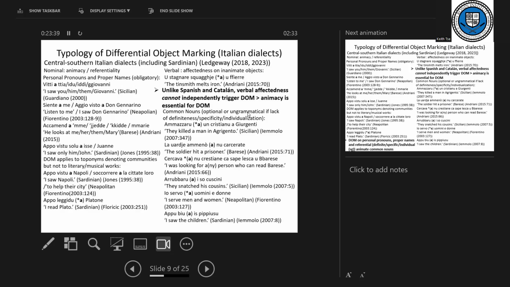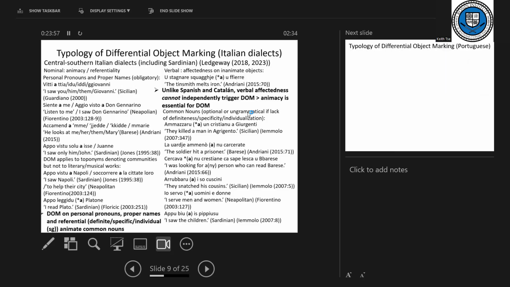And similarly with plural animate nouns, these are also optionally marked by a or not at all, as shown in Sicilian, Neapolitan, and Sardinian here. All right, so in Italian dialects, the general pattern is that DOM is obligatory on personal nouns, personal pronouns, proper names, and referential animate nouns. So there are these constraints here that make these patterns of DOM smaller than in Spanish and in Catalan.